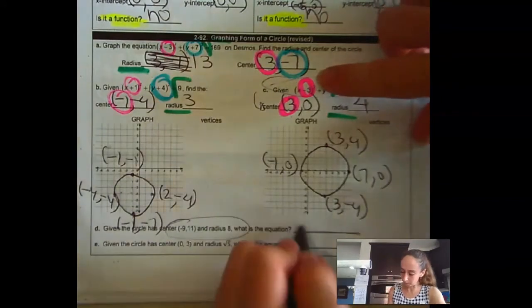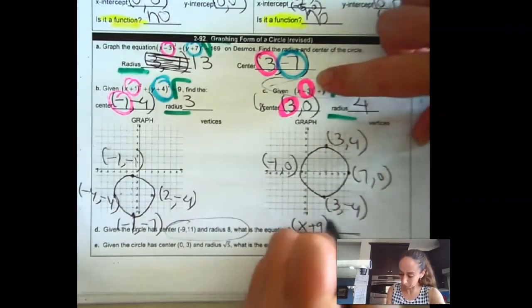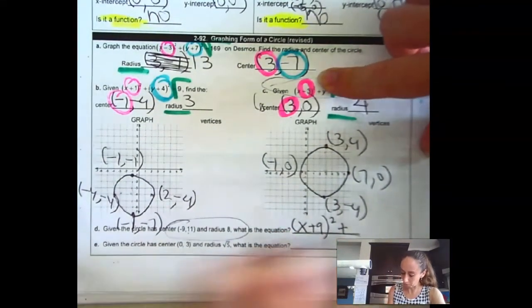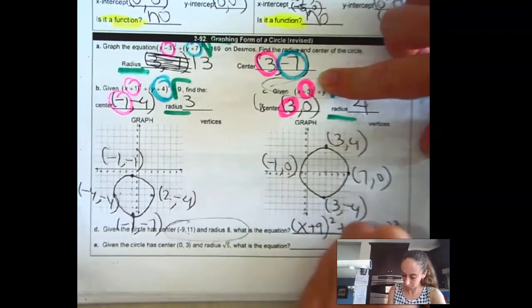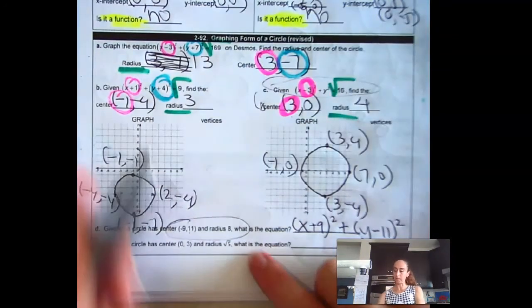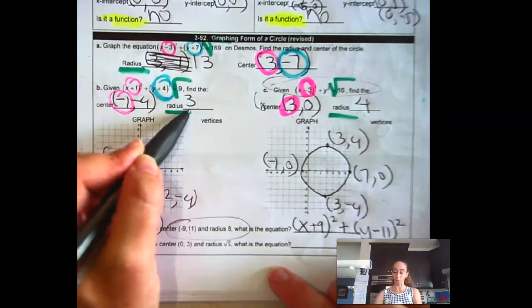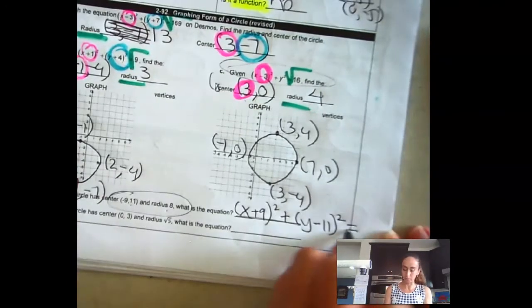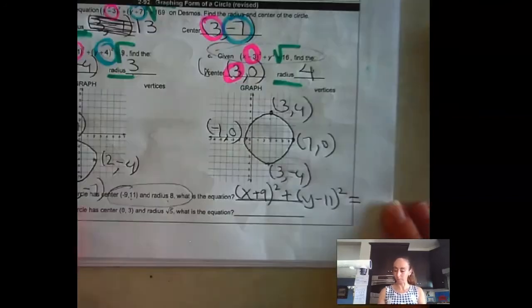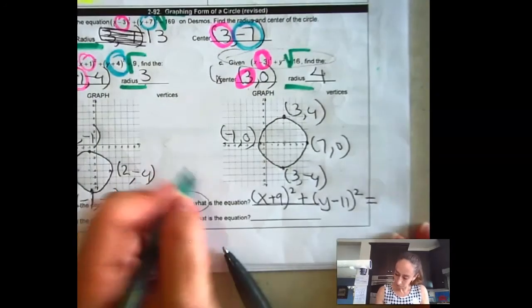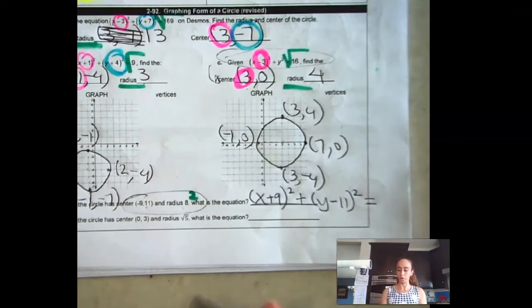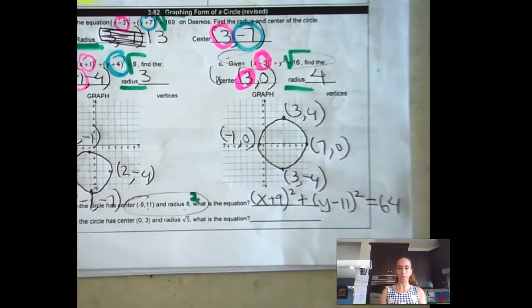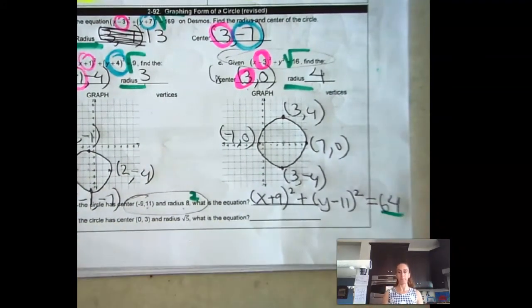So I know whenever it's in parentheses, I always do the opposite, squared plus. Always do the opposite. And then, let's see, if this was 9, you took the square root. So if the radius is 8, am I going to write 8 here? Nope. I'm going to square it, which is 64. Okay. Let's do the next one.